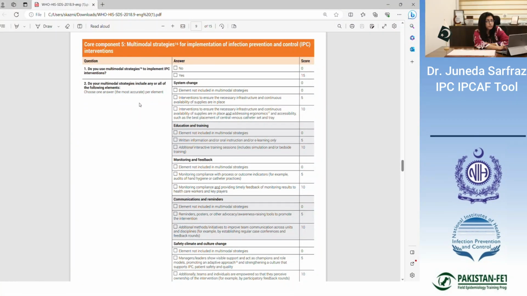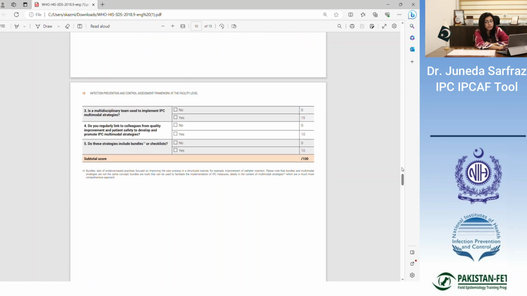Coming to the fifth one, which is multimodal strategies, the healthcare facility person has to say whether the multimodal strategies are there or not, and what kind of multimodal strategies. If you remember, we have done in an earlier session that there are 5 different ways of having multimodal strategies. So all those are listed here so that none of them is missed, and then there's a different score for those as well. The score is graded, so it's from 0 to 10, but there's a score for 5 as well, and the subtotal score is again 100.